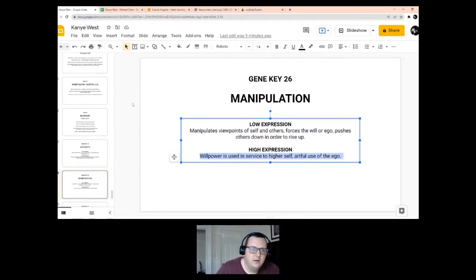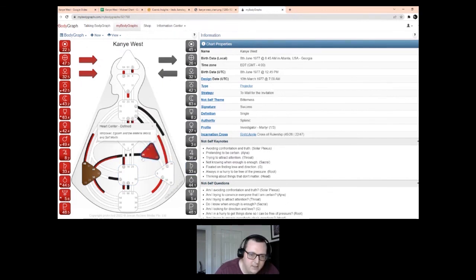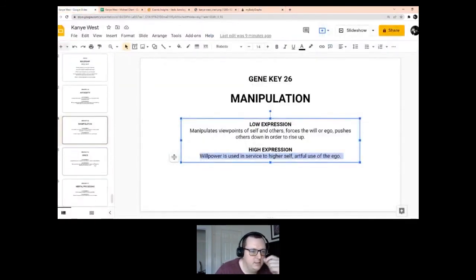But ego is really strong for him because if you look at his body graph, this is the 26 I was just talking about. It's in the ego center, which is willpower, egoism, material world, and self-worth. So he has a lot of willpower. He's got a strong ego, and you can really sense that from him. And that comes from his definition in the ego center. So that's gene key 26.